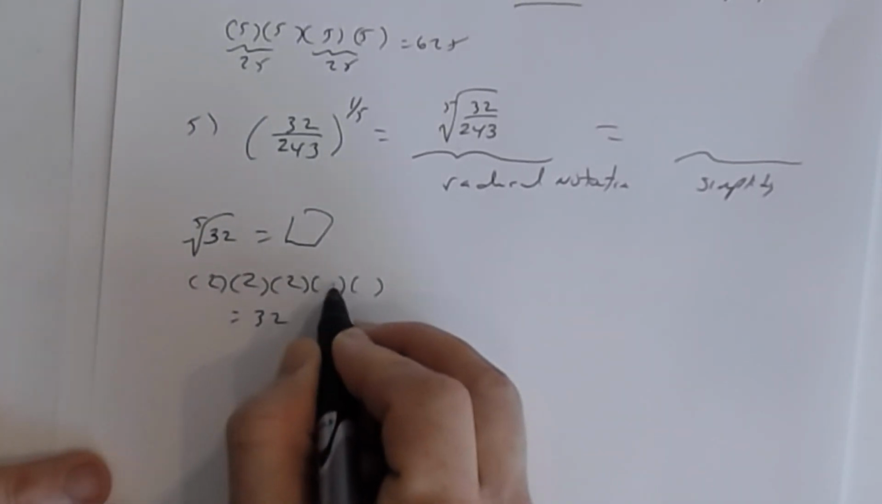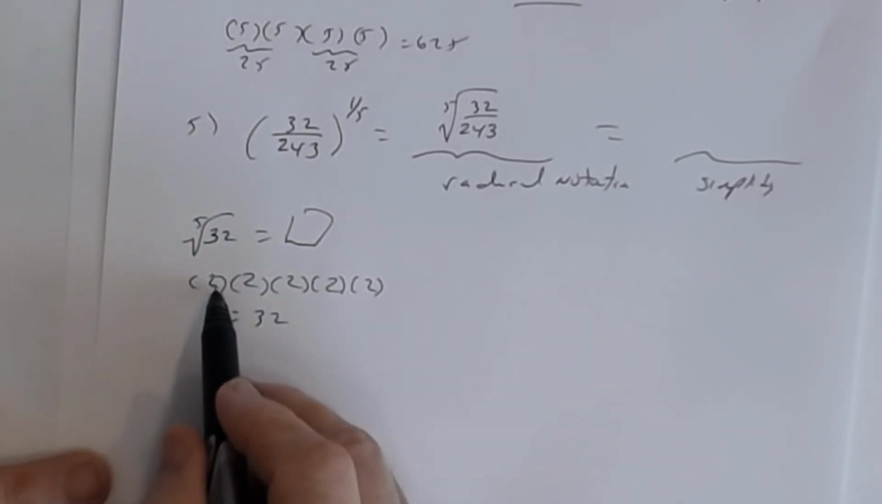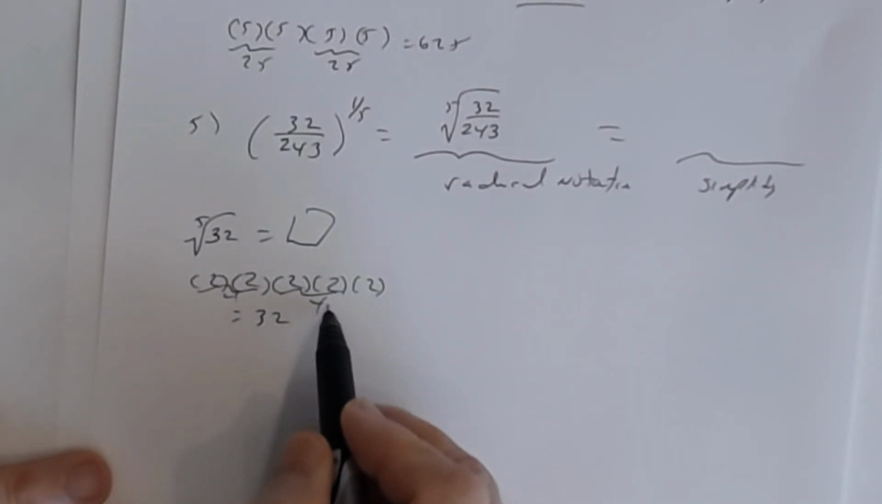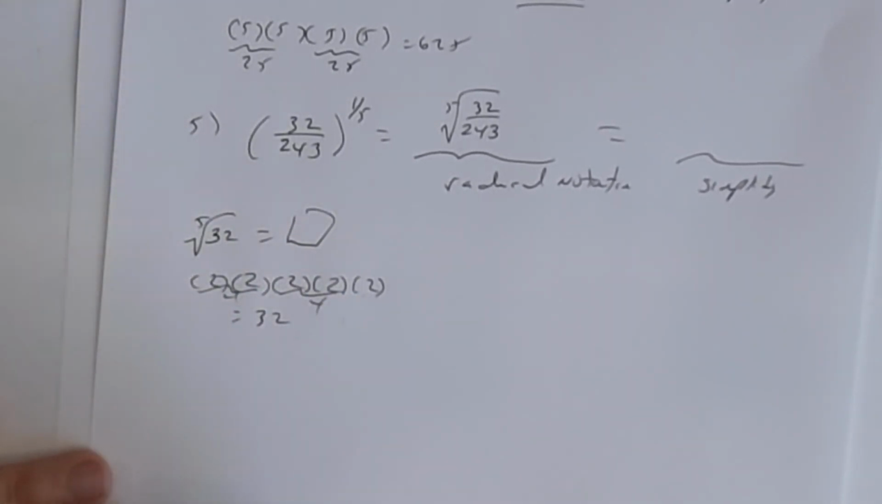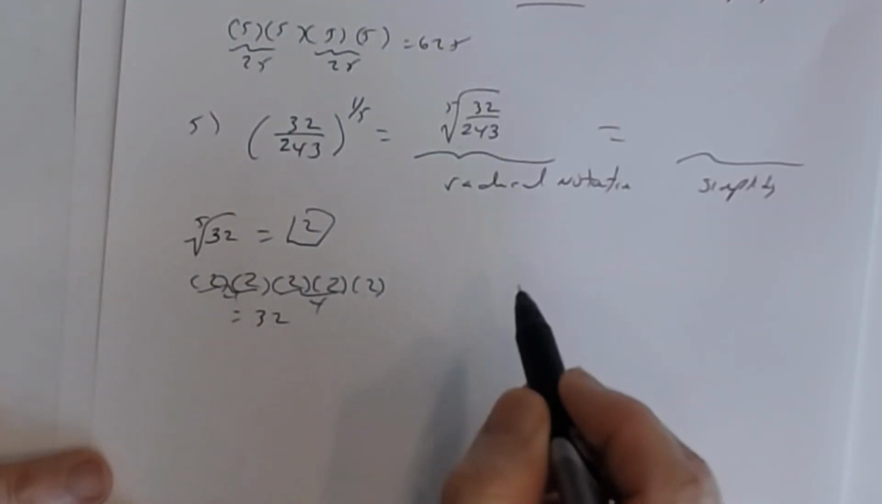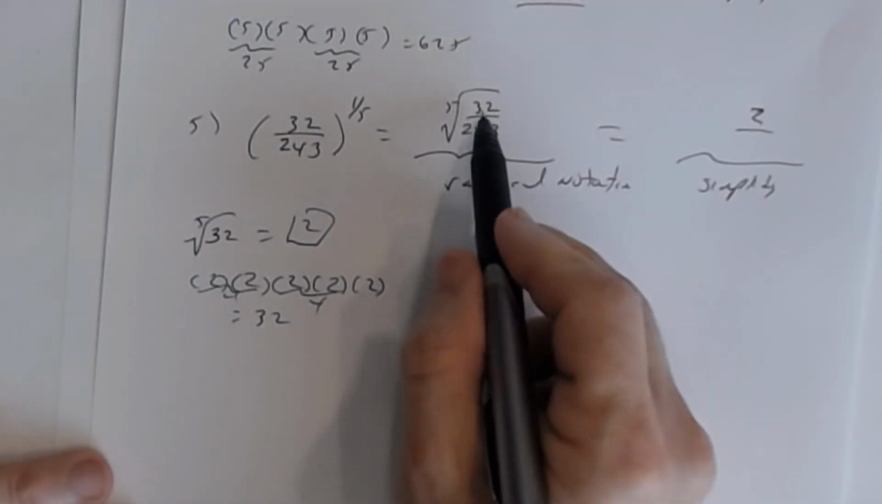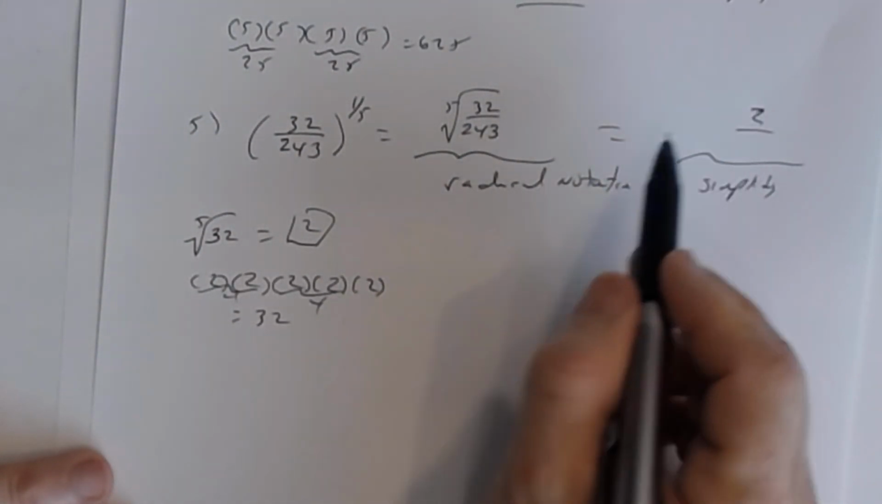2 times 2 times 2 times 2 times 2. 2 times 2 is 4. 2 times 2 is 4. 4 times 4 is 16. 16 times 2 is 32. So the answer is 2. So the numerator is 2. The 5th root of 32 is 2.